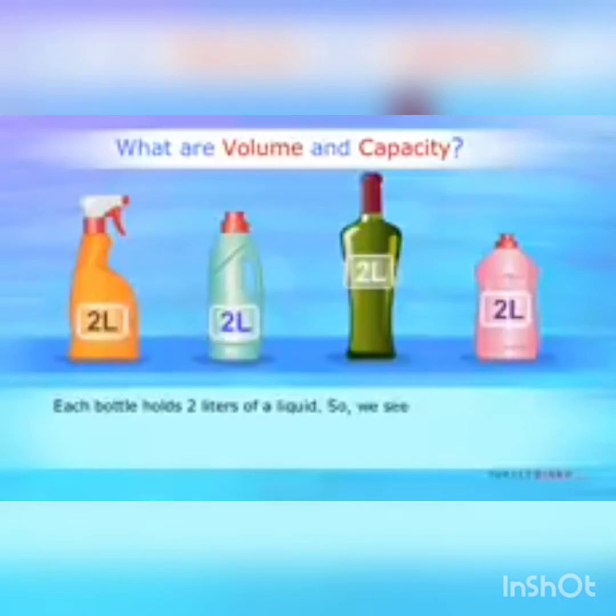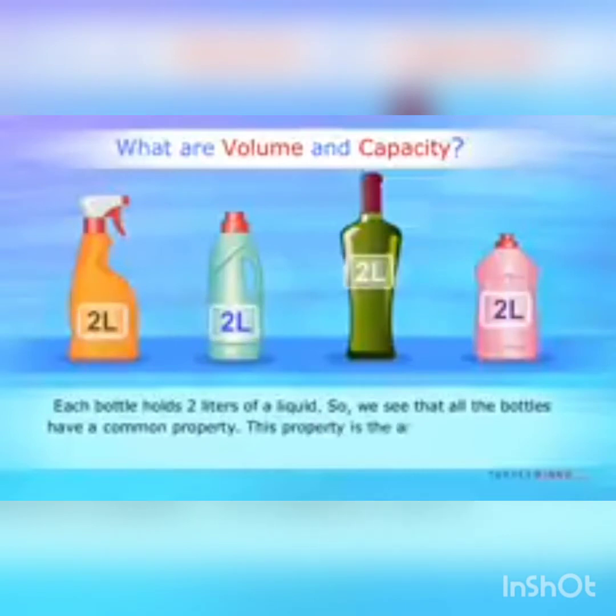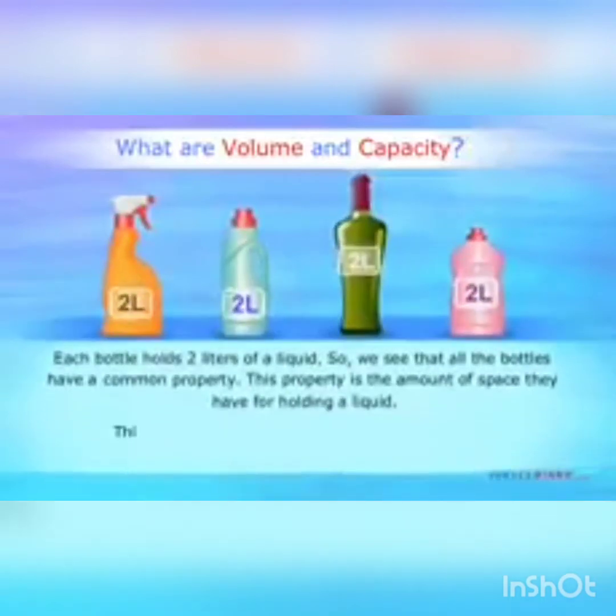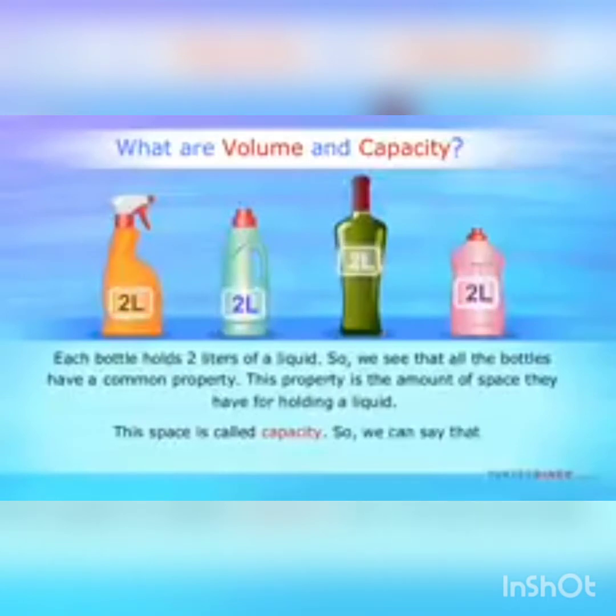So we see that all the bottles have a common property. This property is the amount of space for holding a liquid. This space is called capacity. These bottles have the same capacity.